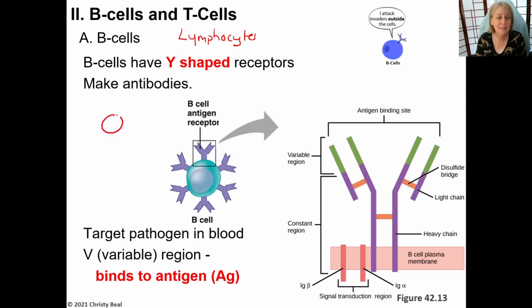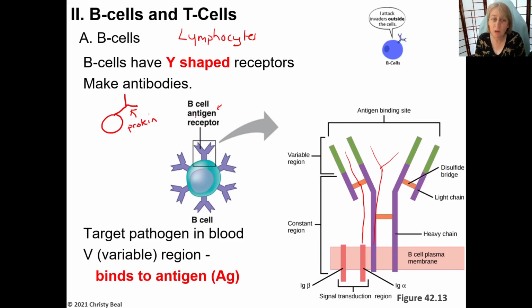B cells have a Y-shaped receptor. This is a protein. I have several different versions of it here. This is a cartoony version. This is a zoomed in version looking at just the Y shape here. Here's the Y. This purple and green, so this whole part, if you're colorblind, is showing you the protein that's sticking off of the B cells. This part, when it's stuck to the B cell, is an antigen receptor.